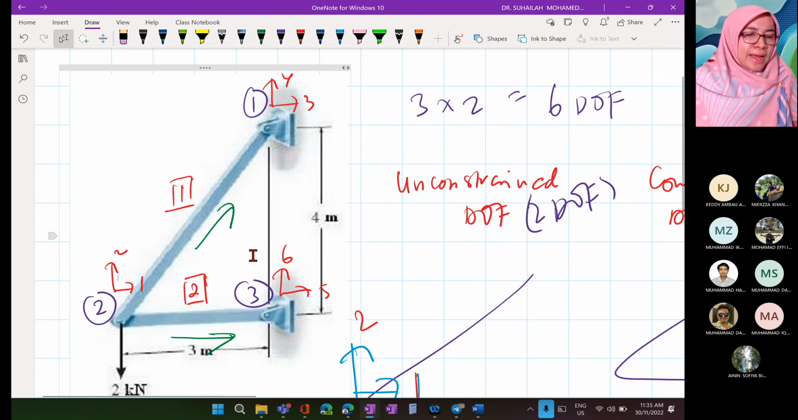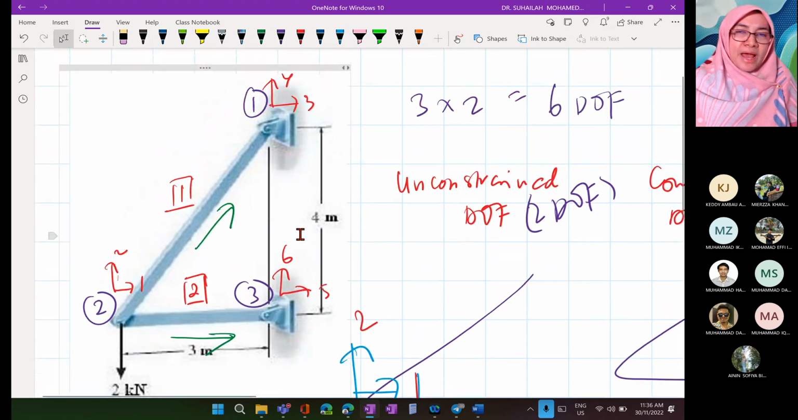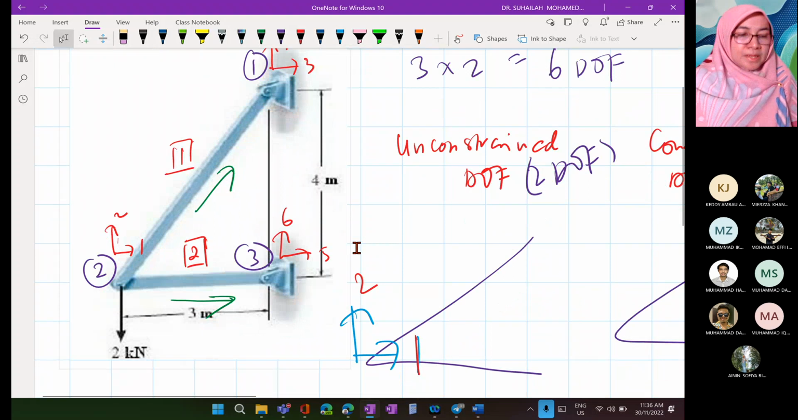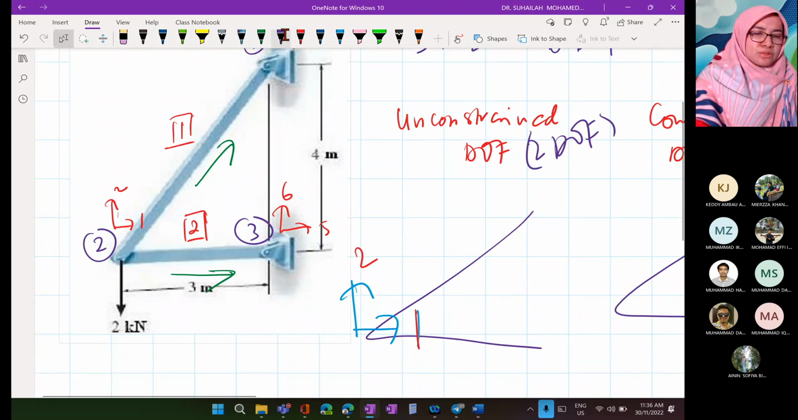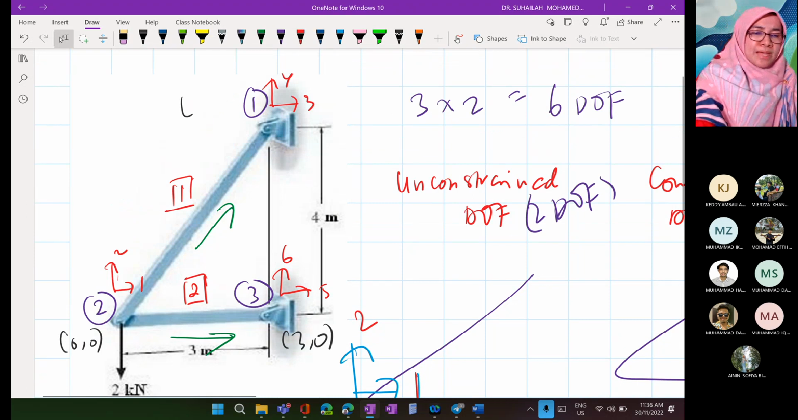So the arrow. Another thing that is important before we start calculating the element stiffness matrices is the coordinate. We have to choose one node as origin, that will be 0, 0, and we will label the remaining. So we choose node 2 as origin, so this will be 0, 0. Based on the origin, we can label node number 3 as 3, 0, and node number 1 as 3, 4.